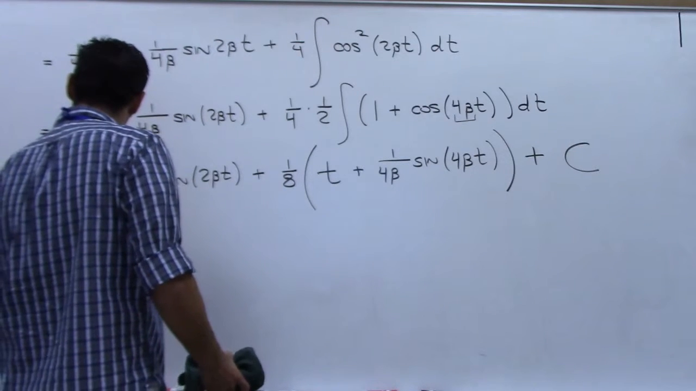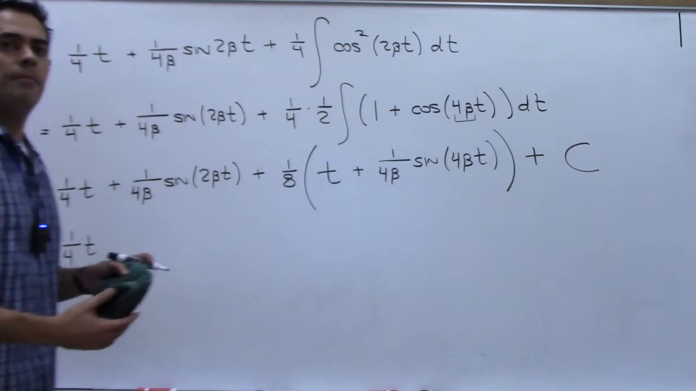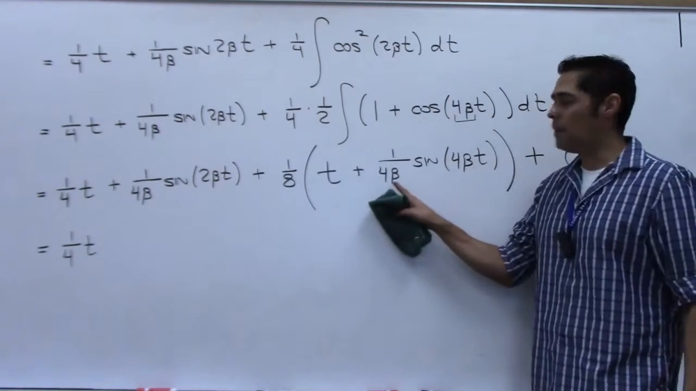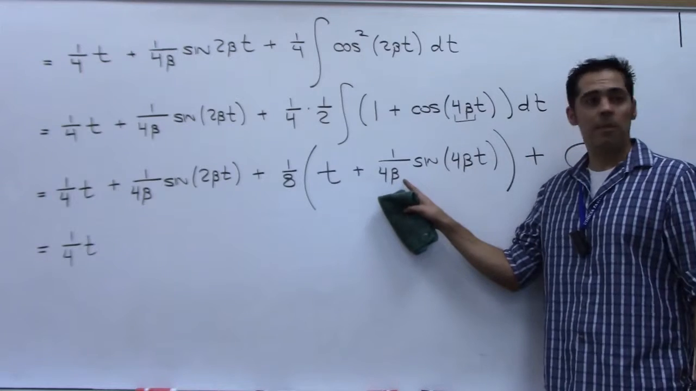But if you had like 4 pi t, like if beta was pi, then this would be 4 pi. It would still just be 4 pi. This would be 1/4 pi, yes.